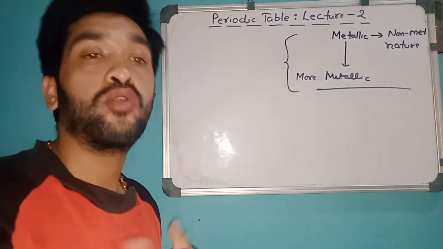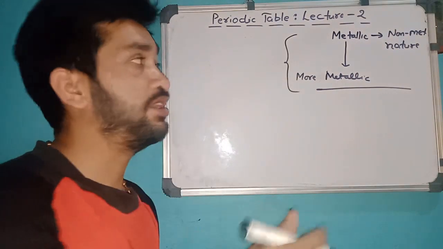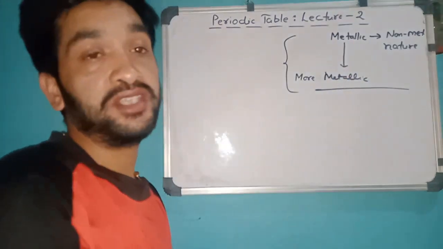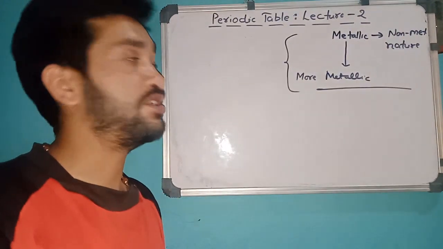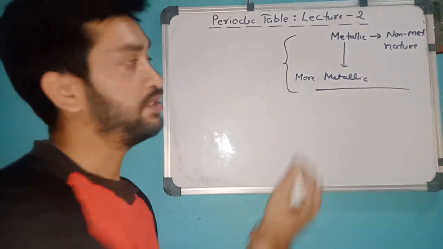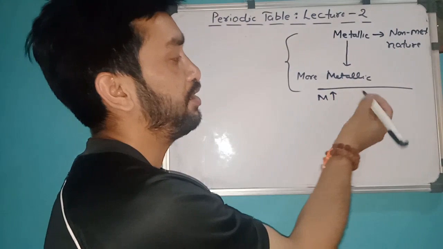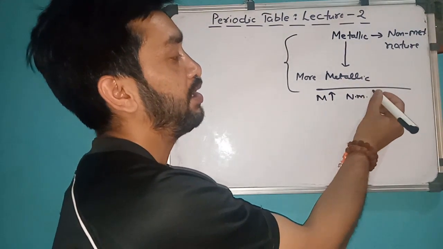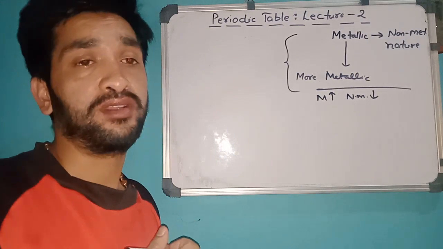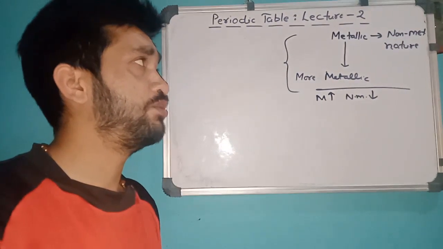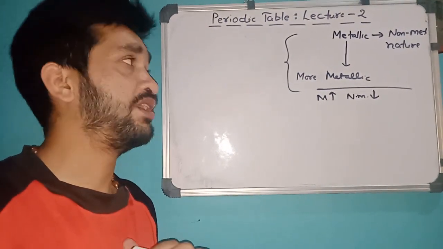Now if I talk about non-metallic character, since metallic character is increasing from top to bottom, you can say that non-metallic character decreases. Why? Because if metallic character is increasing, definitely it means that non-metallic character is decreasing. You just have to think about the converse of it. So the first trend in your book is regarding metallic nature and non-metallic nature.